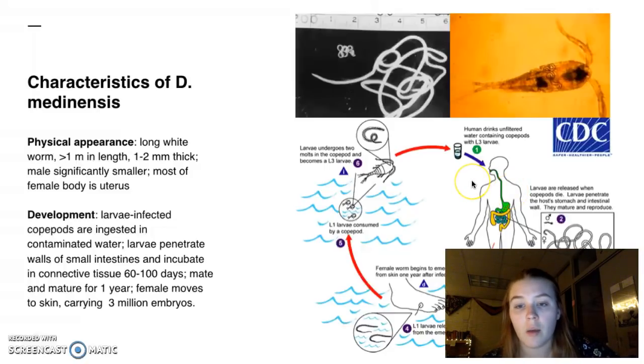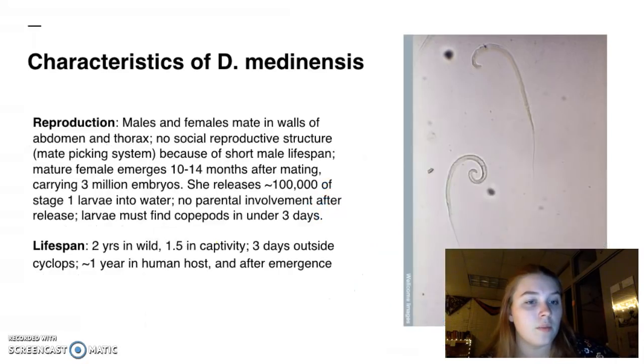After which the copepod is broken down by the human host digestive system, but the worm survives. So it goes into the small intestine, breaks through the wall, and goes to connective tissue for 60 to 100 days. Then it mates, and the male dies because it's fertilized the female, it's done. So it dies, and the female matures for about a year. Then it moves to the skin, and it carries with it 3 million embryos.